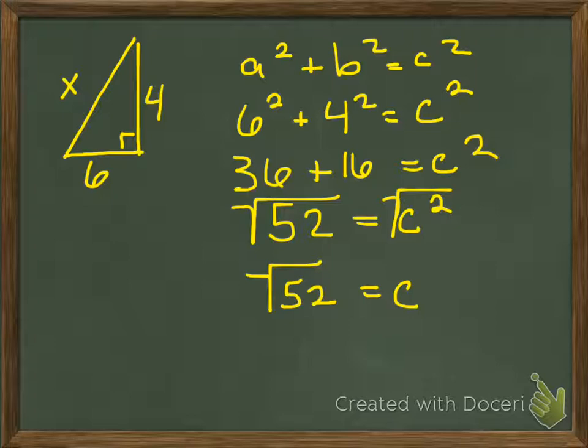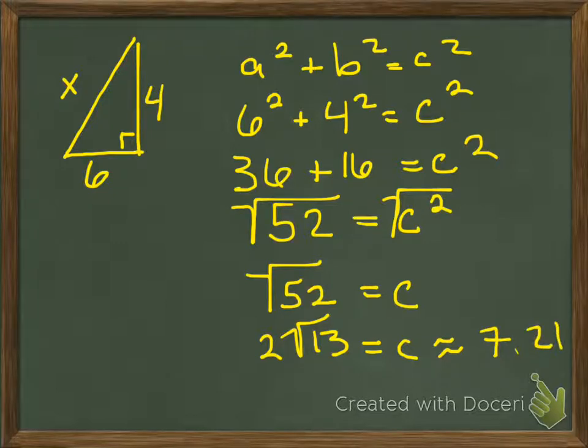Remember, do your radical simplifying videos, but this would be 2 times the square root of 13. Right? That's the radical form, and then if you have it in decimal form rounded to the nearest thousandth, it should be 7 point, oh, it says I only did it to the hundredths, so 7.21, right?